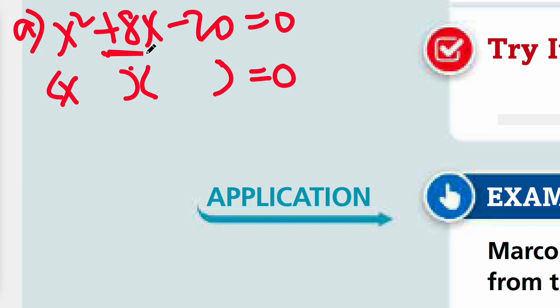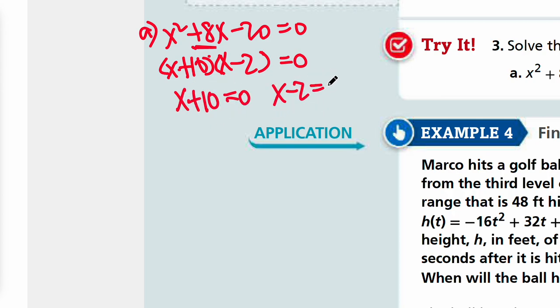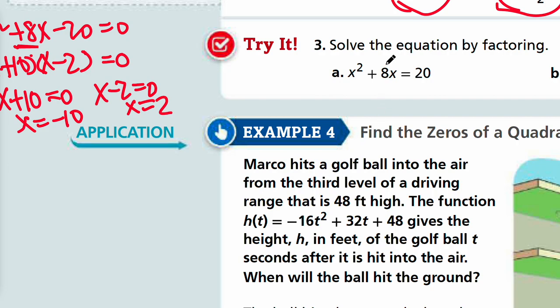2 and 10, yeah, I think 2 and 10 would work, right? 10 minus 2 would be 8. So you would have positive 10 and negative 2. And then if you solve for zeros, x plus 10 equals 0, and x minus 2 is equal to 0, right? Then x would be negative 10, or x could be positive 2. So yeah, x is negative 10 and positive 2 for part A.